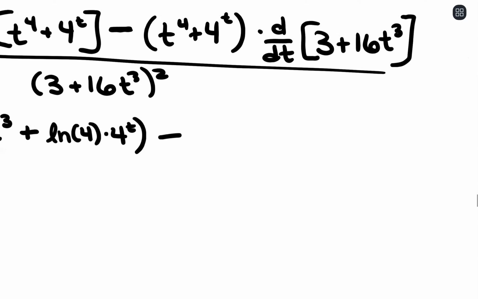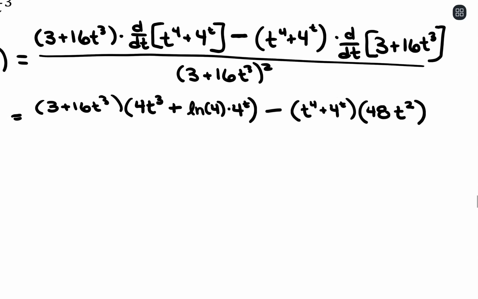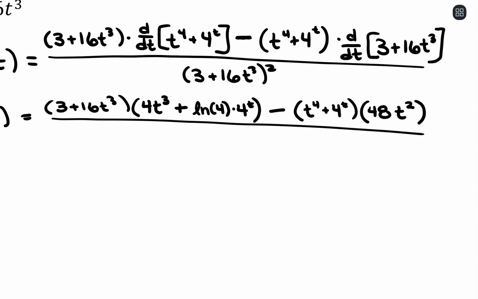And then we're going to have minus t to the fourth plus 4 to the t times, let's see, the derivative of this 3 plus 16t cubed. Really, we're just focusing on that 16t cubed. So we're going to have 16 times 3 for a 48, and then t squared, all over 3 plus 16t cubed, squared.